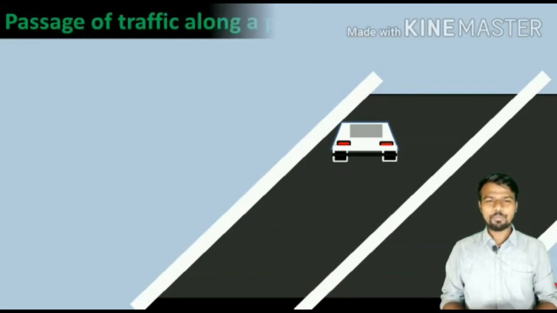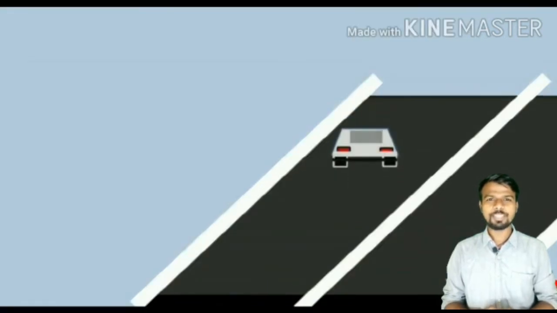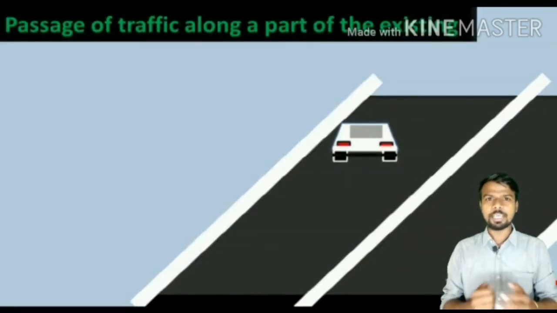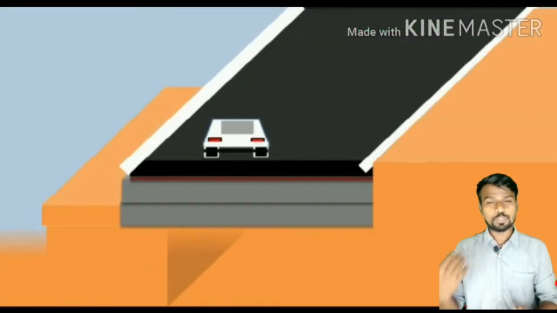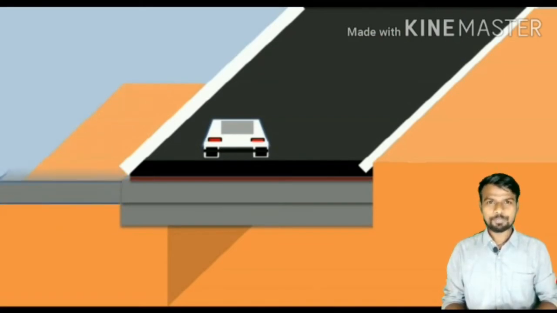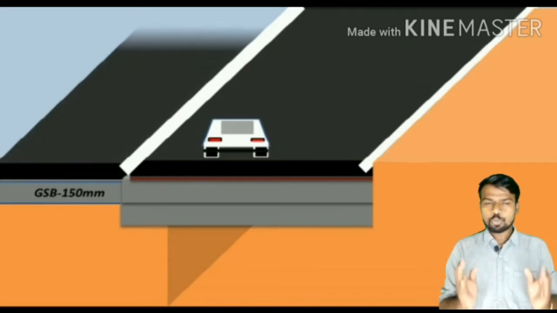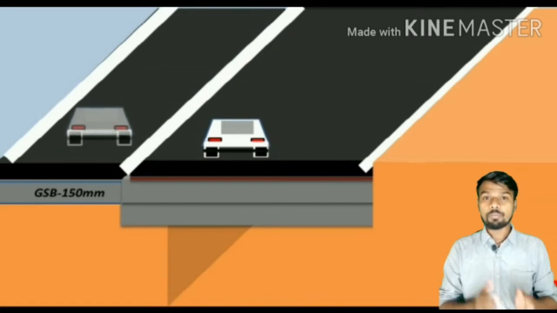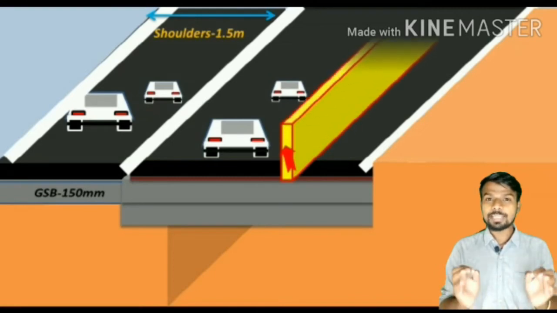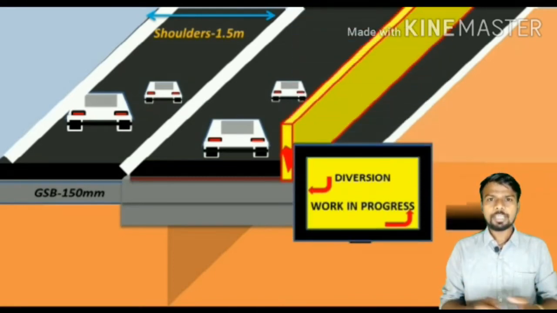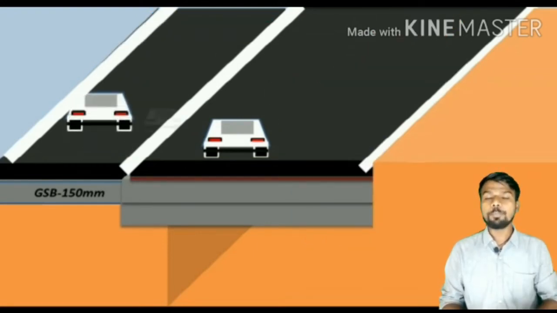In another condition, where passage of traffic is along part width of existing carriageway under improvement, for widening and strengthening of existing carriageway, where part width of existing carriageway is possible to use for traffic diversion, what we will do in this condition? Treated shoulder should be provided on that side where work is not in progress. The treated shoulder should be at least 1.5 meter in width and constructed with 150 mm granular base layer and covered with bituminous surface.